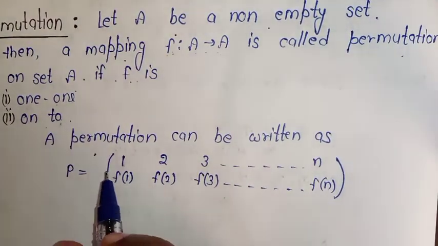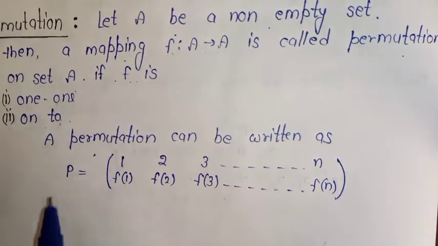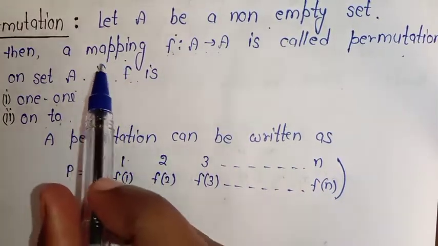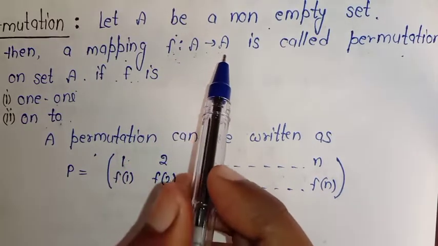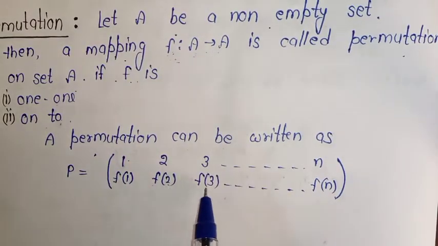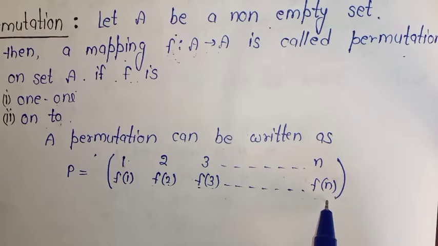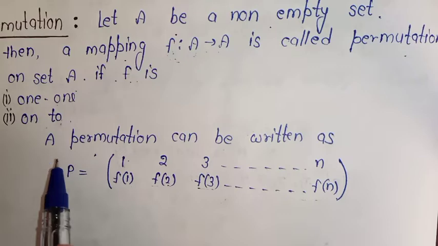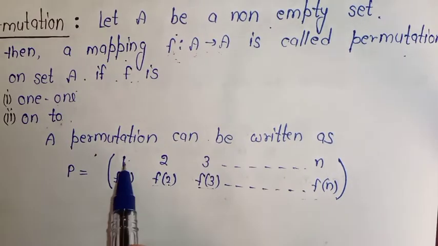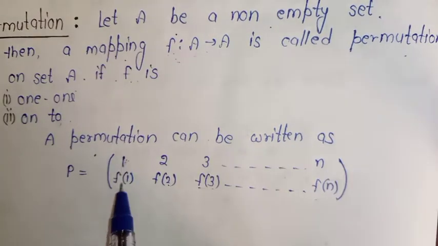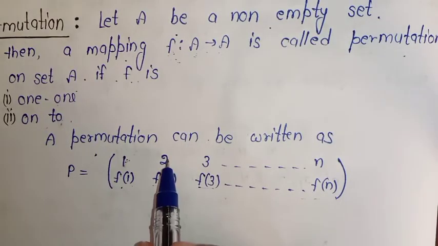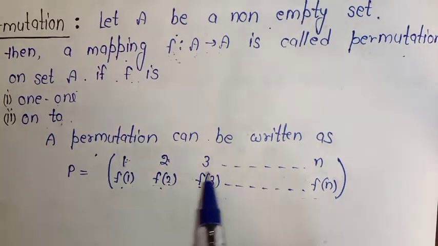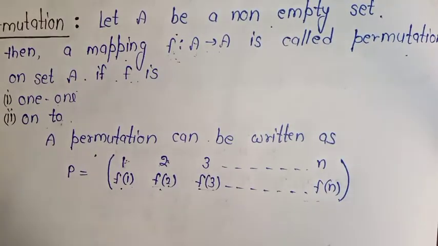Now suppose we have a set A in which n elements are present, that are 1, 2, 3 and so on up to n. If we take the image of A under f, then we get f(1), f(2), f(3) and so on up to f(n). Since this is a 1-1 and onto mapping, each element has a unique image. In that case, if we write the permutation, we have to write firstly the element and its image just below it, and then the second element and its image just below it. In this way we can denote a permutation.